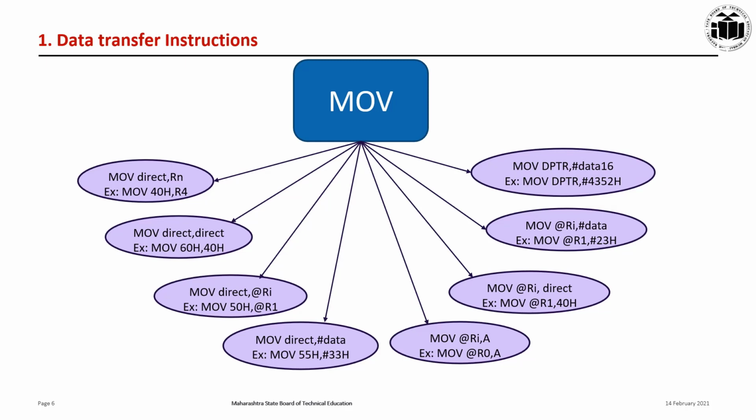MOV DPTR, #data16. This instruction is used to copy 16-bit data to data pointer register. Example, MOV DPTR, #4352h. After the execution of this instruction, 16-bit data will copy to the data pointer register.